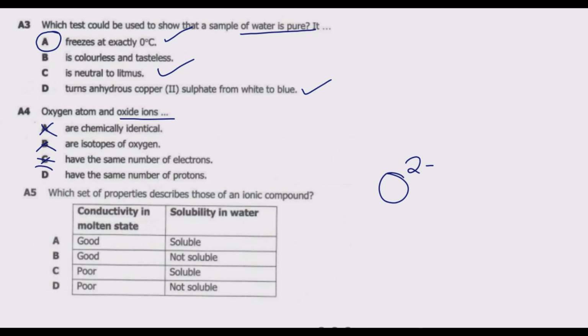So D is the correct answer. We go to question 5. Which set of properties describes those of an ionic compound? So we have conductivity in molten state, then solubility in water.